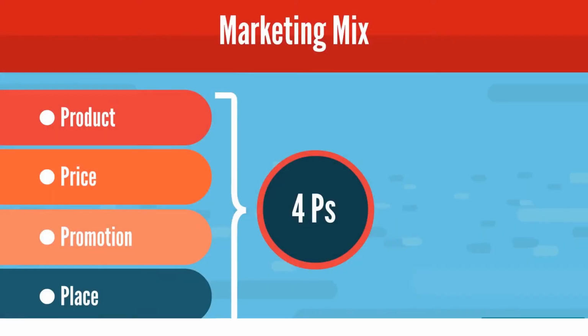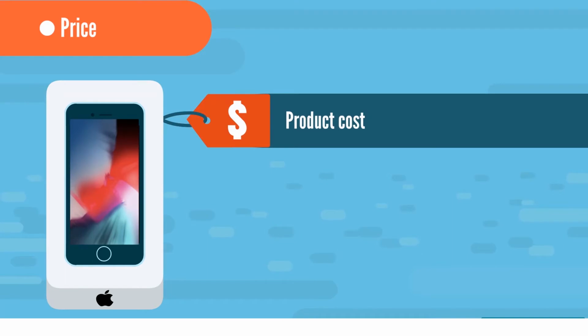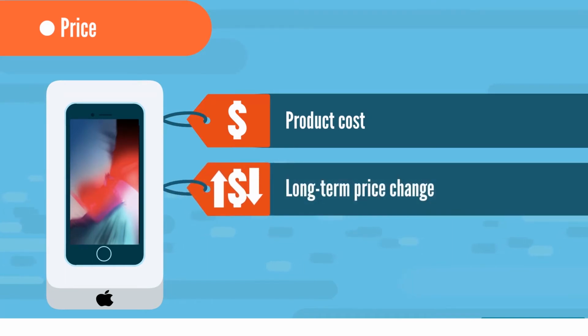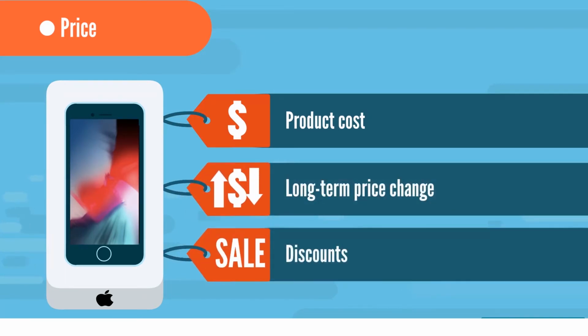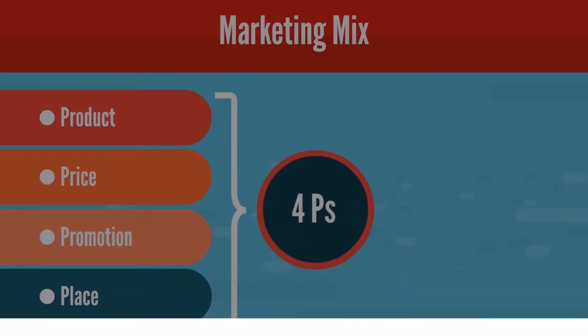Okay, the second P is price. Price has to do with everything related to the pricing of the offering. That is, first and foremost, how much the product costs. In addition, decisions about long-term price changes also belong here. Discounts are another important pricing tool, and, of course, any existing credit terms or other payment terms are considered a pricing tool as well. Either way, price is the most intuitive P, so we don't need to spend too much time on it. Instead, let's go to the third P, promotion.